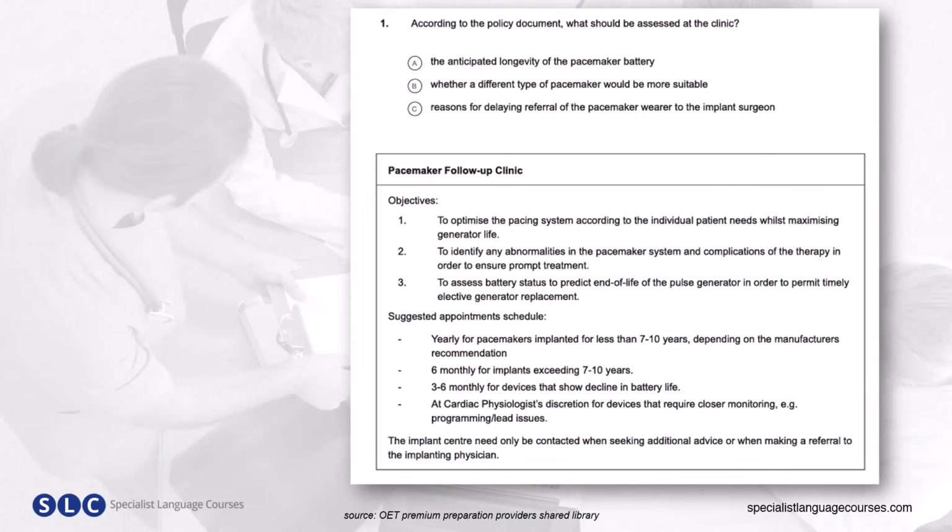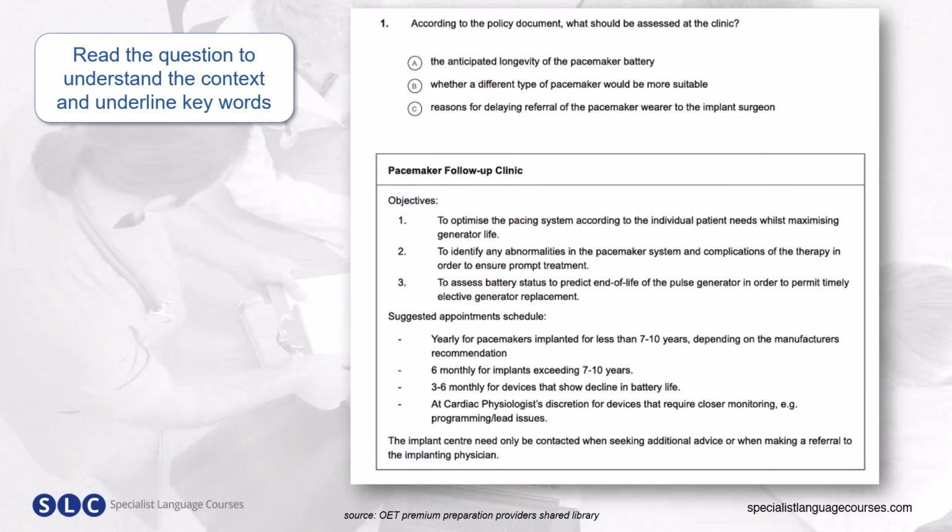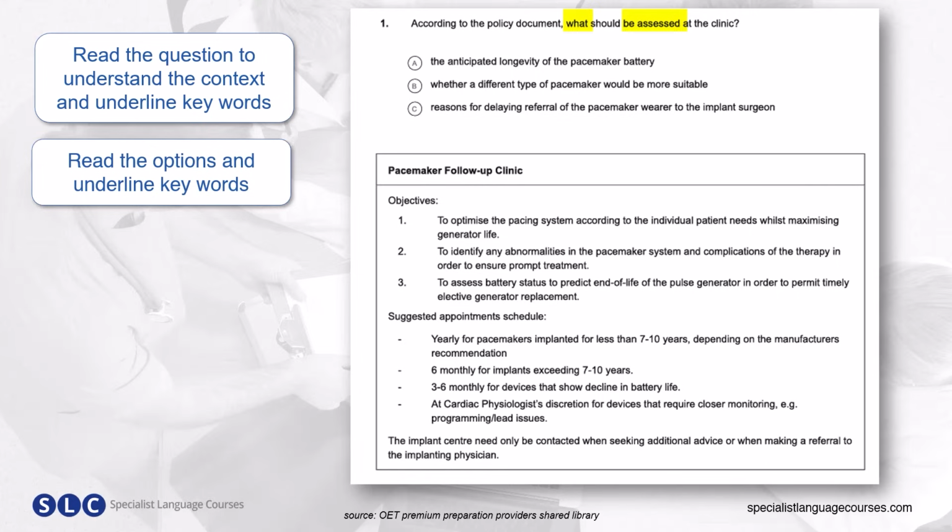So let's put those reading B strategies into practice now. Okay, first of all, we're going to read the question to understand the context and underline keywords. According to the policy document, what should be assessed at the clinic? Now let's read the options and underline the key words. The anticipated longevity of the pacemaker battery, whether a different type of pacemaker would be more suitable, or reasons for delaying referral of the pacemaker to the implant surgeon.